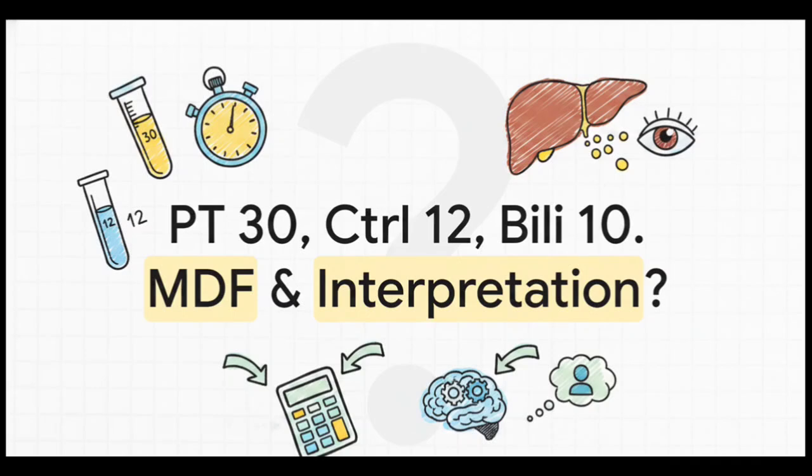You pull their labs. The patient's PT is 30 seconds. The control PT is 12 seconds. Their total bilirubin is 10 milligrams per deciliter. I want you to calculate the MDF and give me the clinical interpretation. I'll give you a couple of seconds to just do the mental math.